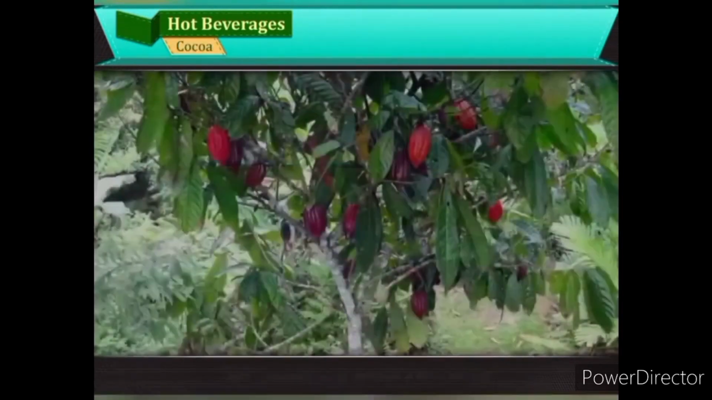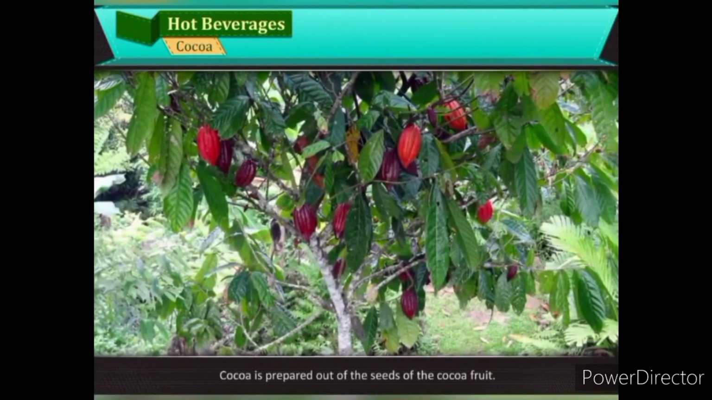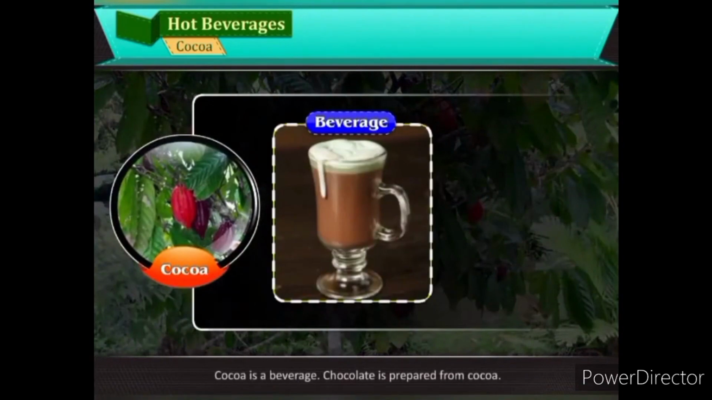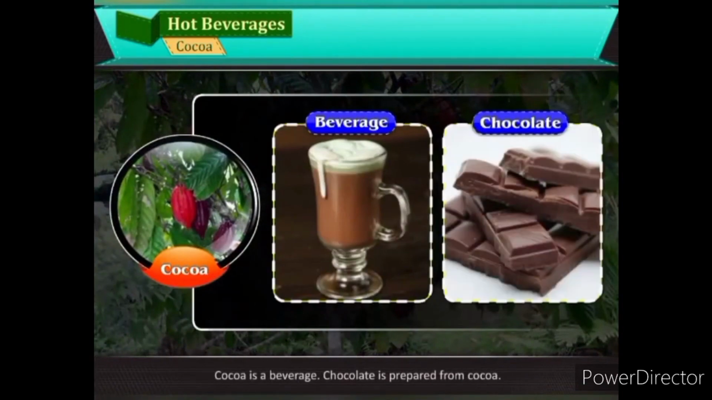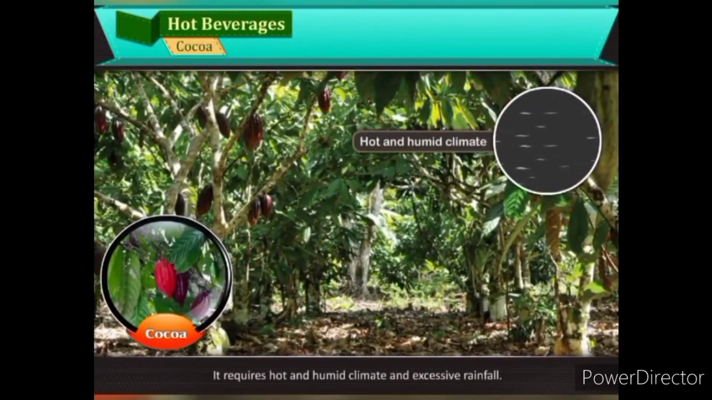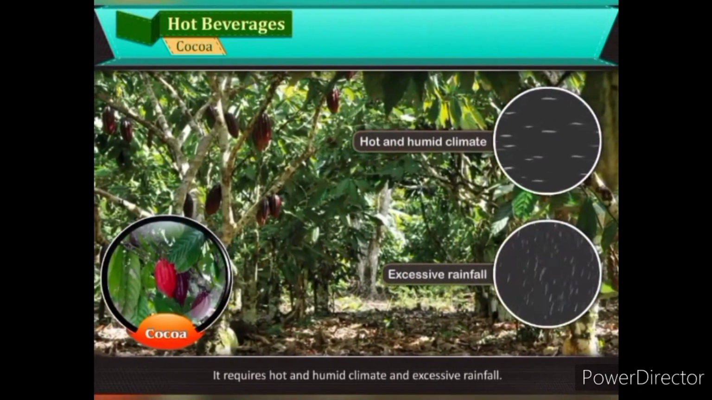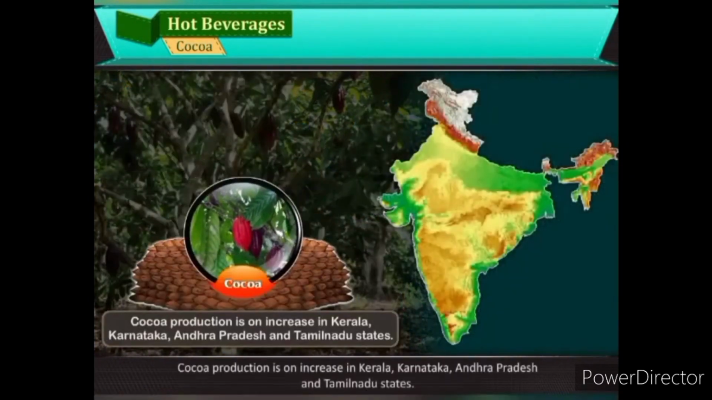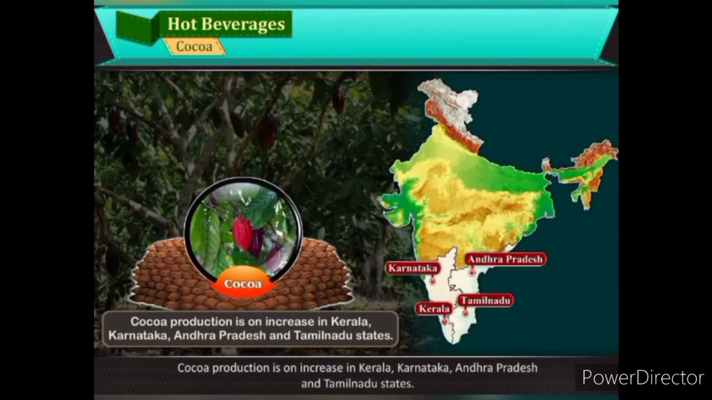Cocoa. Cocoa is prepared out of the seeds of the cocoa fruit. Cocoa is a beverage. Chocolate is prepared from cocoa. It requires hot and humid climate and excessive rainfall. African countries are its major producers. Cocoa production is on increase in Kerala, Karnataka, Andhra Pradesh and Tamil Nadu states.